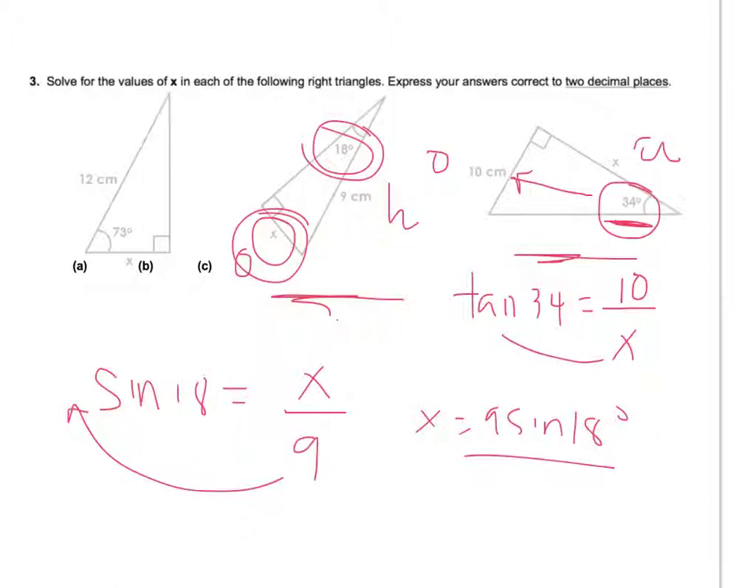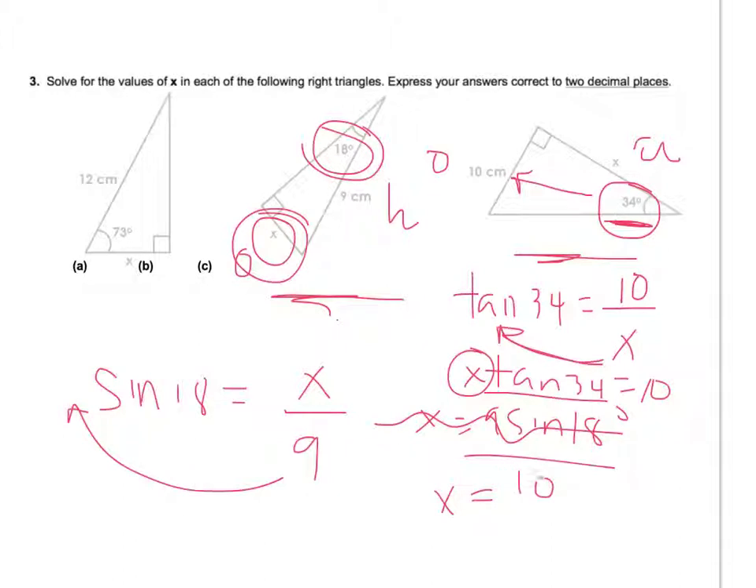So when you cross, do not cross the 10. Again, do not cross the 10. The 10 is in the numerator. So you cross the x. So it's x tangent of 34 equal to 10. So how do you get x if there's a tangent 34? Divide by tangent 34. So x is 10 over tangent 34.